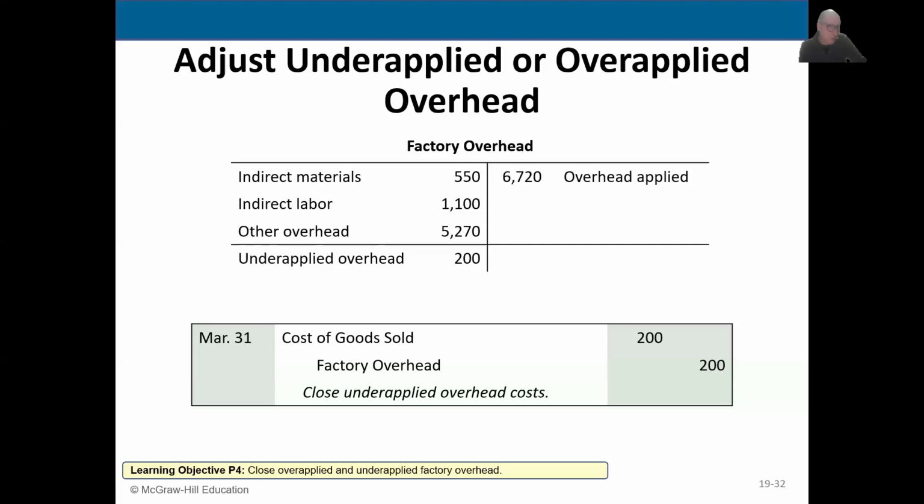So, for example, the applied overhead was 6,720, but when we look at this, it's 6,920, right? So 6,920 in comparison to the 6,720, that's a difference of $200.